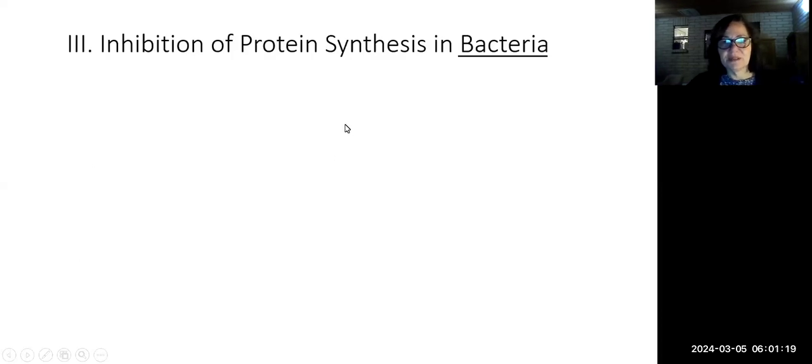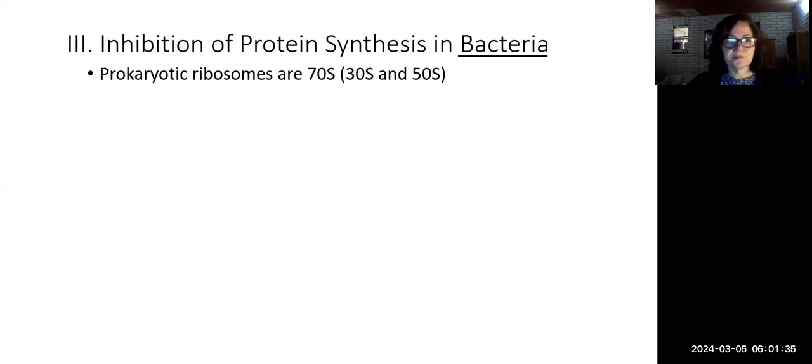So now we're going to inhibit protein synthesis in bacteria. And how we do it, remember, we're talking about selective toxicity. That is the ability to target structures or functions in a particular organism that's different from the host organism. I'll remind you that prokaryotic ribosomes are so-called 70S ribosomes. They're made up of 2 ribosomal subunits: a small ribosomal subunit, in this case 30S, and a large ribosomal subunit, 50S.